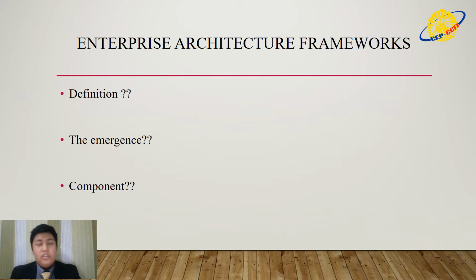In the EA framework, there are also main components. The main components are three. The first is business architecture. The second one is technology architecture, and the last one is information system architecture. The information system architecture is divided into data and application architecture.